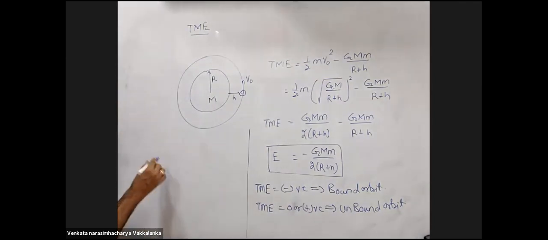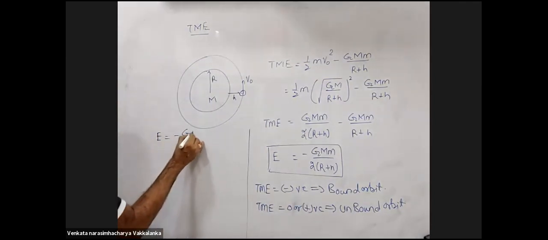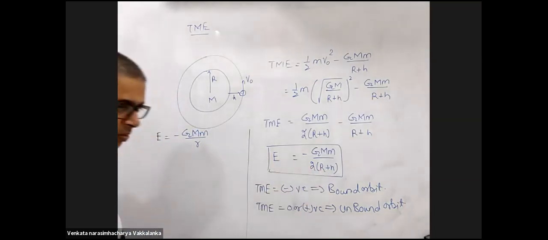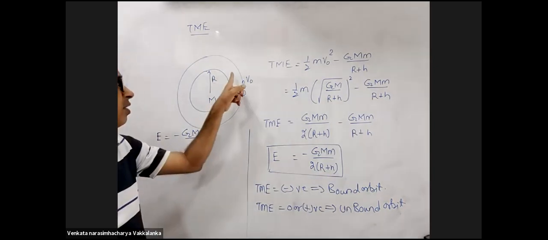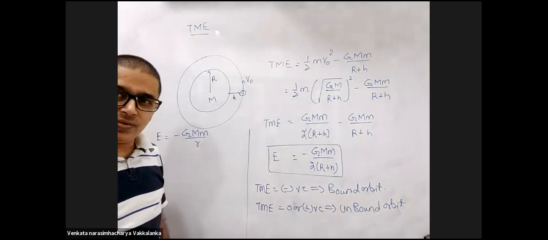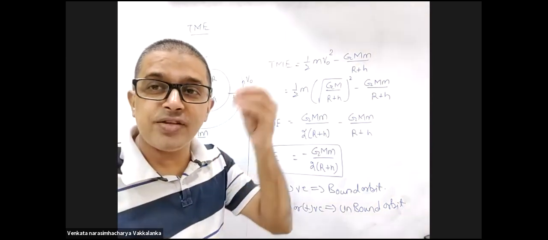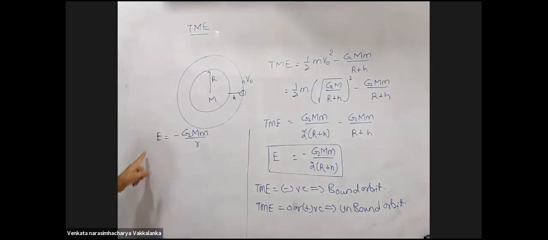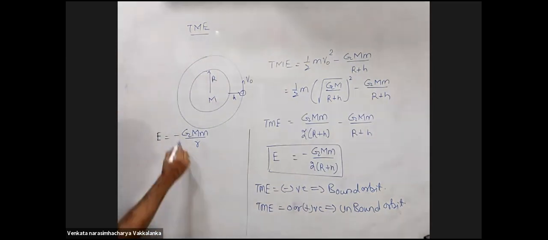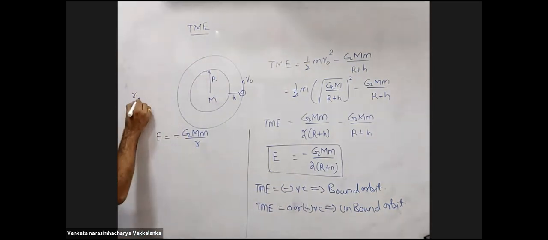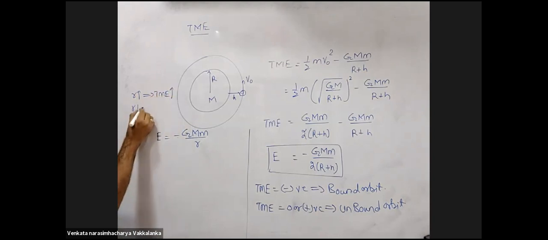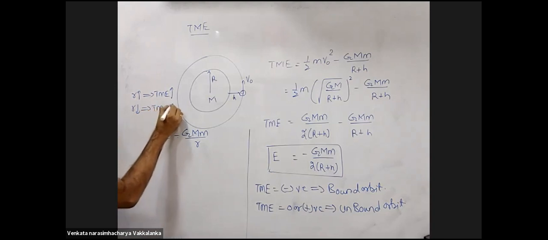Let me write it in a simple expression. Total energy will be minus G capital M small m by 2r, where small r is R plus H. What if the orbit's radius increases? Impulsively, students will say if r increases, energy decreases. Wrong. Because of the negative sign, if r increases, total mechanical energy also increases. If r decreases, total mechanical energy also decreases.